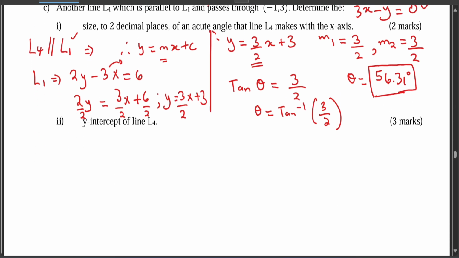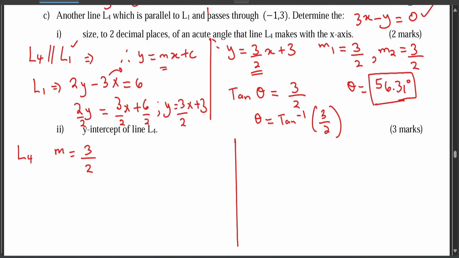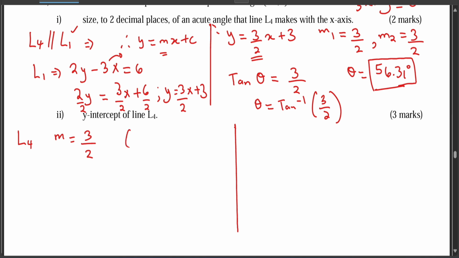Swali la mwisho of this question. Si jamaliza bado maswali mawili. Roman 2, y-intercept of line L4. L4 gradient tunajua ni ngapi? Tunajua gradient ni 3/2. Point yake umeambiwa another line L4 which is parallel to L1, it passes through -1,3. Point is given by -1,3.